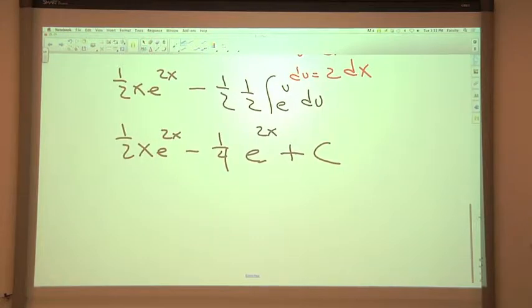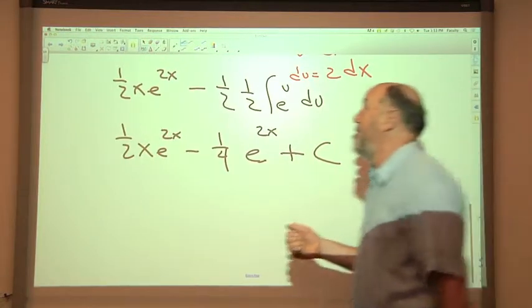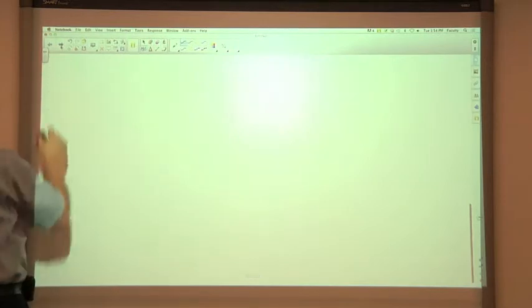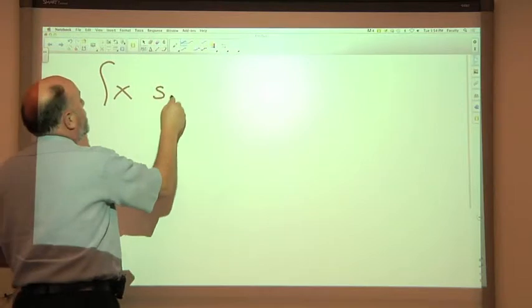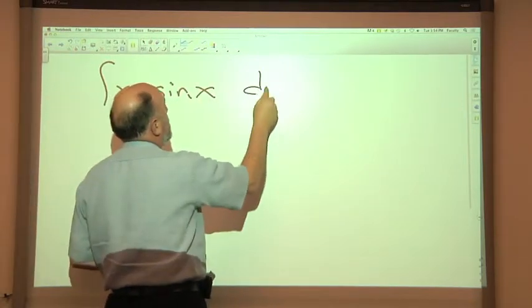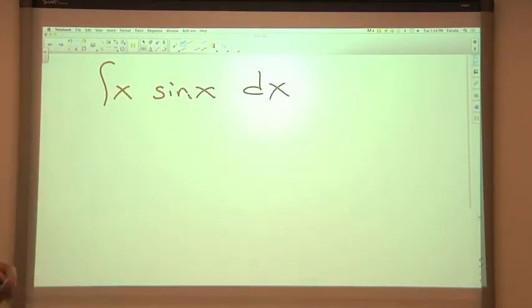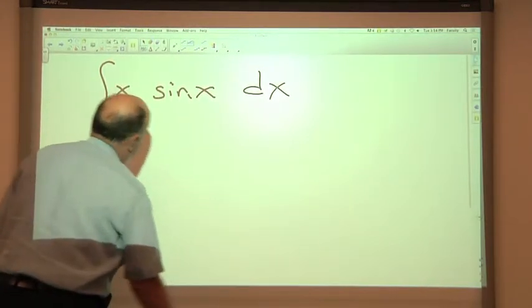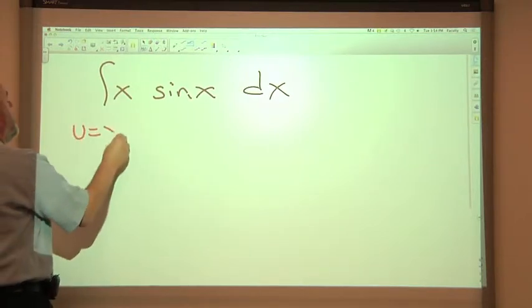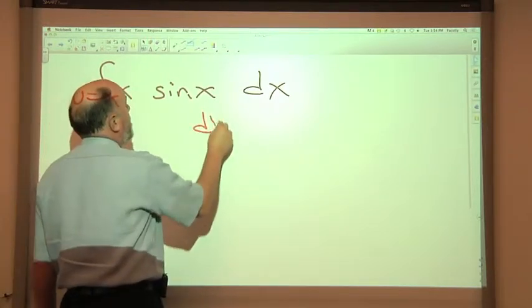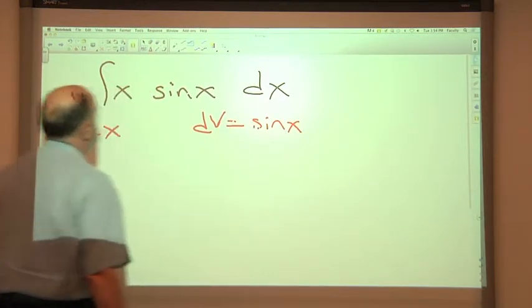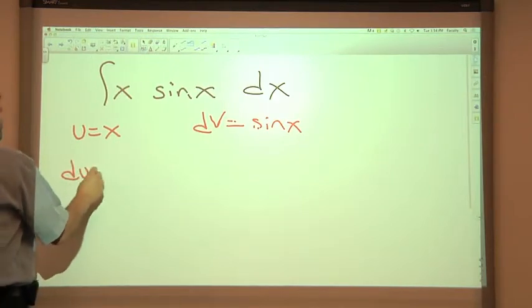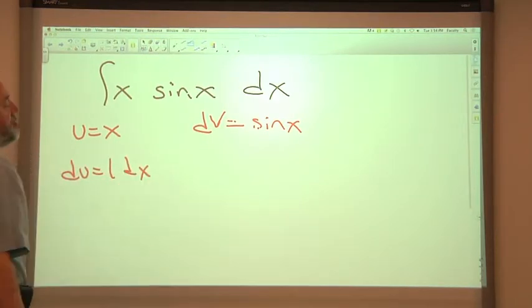So let's go through another example of this. And so let's say we now have something that looks like this. We want to integrate x sine x dx. Again, we want to do this by parts. And so we'll say u is going to be x, dv is going to be sine x dx.